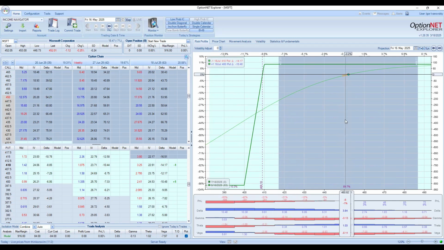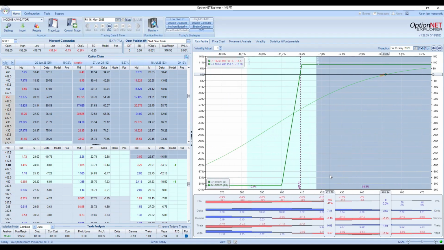Another way to use this, which is not a terrible idea, really, is if you are willing to take shares at 410 and you still don't want to put up $41,000, but you're saying, you know what, if worse comes to worse, I will do it. Well, then you may consider doing this spread.